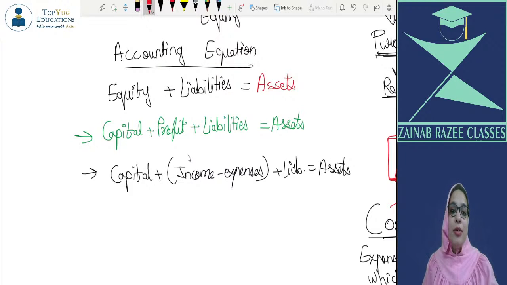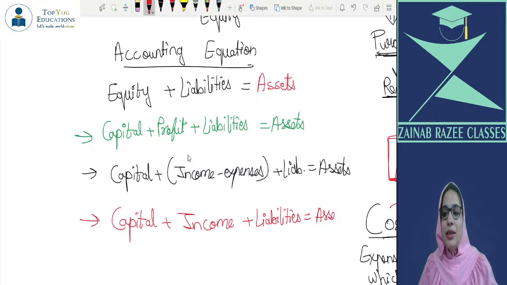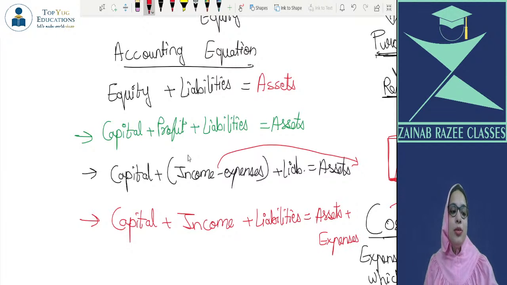Very good. Now, can I open this bracket and say capital plus income plus liabilities is equal to assets, and this minus I am taking on the right hand side, so it becomes plus assets plus expenses. Yes, do you all agree?